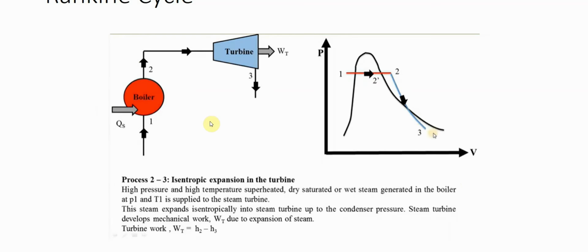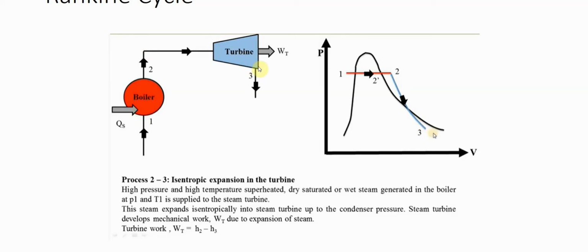And this second process is the 2 to 3 process, that is called isentropic expansion in the turbine. Here you can see the pressure will also be increased. The steam produced from the boiler will be fed to the turbine, and in the turbine there is the expansion.